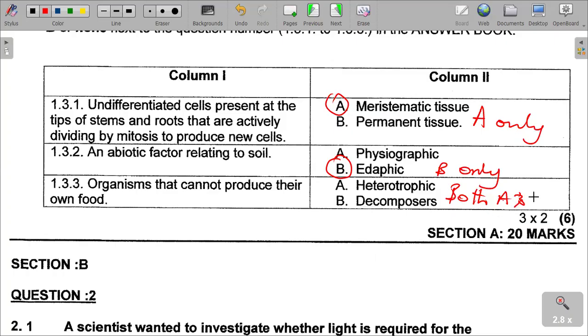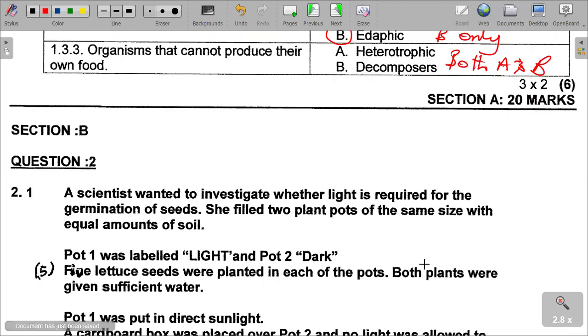Both A and B. That's the answer, or these are the answers. Let's quickly go to section B.